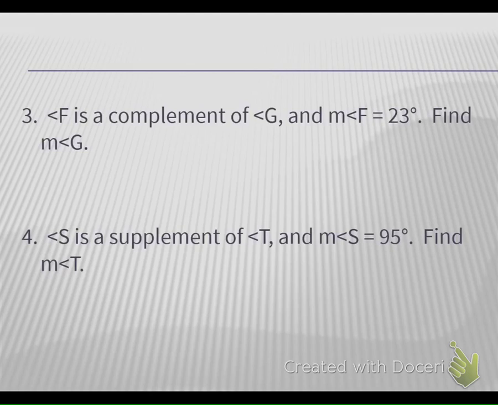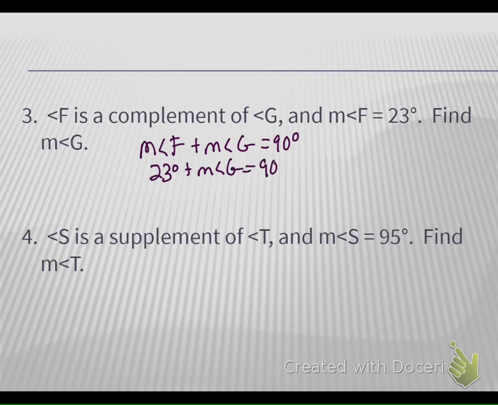So angle F is the complement of angle G. And the measure of angle F is 23 degrees. What is the measure of angle G? If we know that they are complements, how much do they have to equal? Exactly right. The measure of angle F plus the measure of angle G is going to equal 90 degrees. We know that the measure of angle F is 23 degrees. So if we were going to solve for the measure of angle G, what do I have to do now? Exactly right. Subtract 23. When I subtract 23, what do I get?